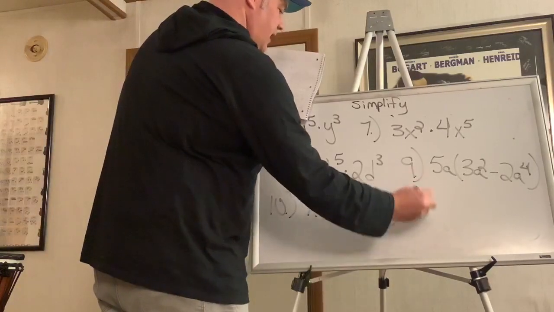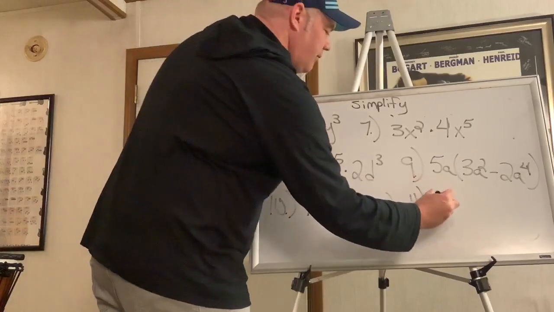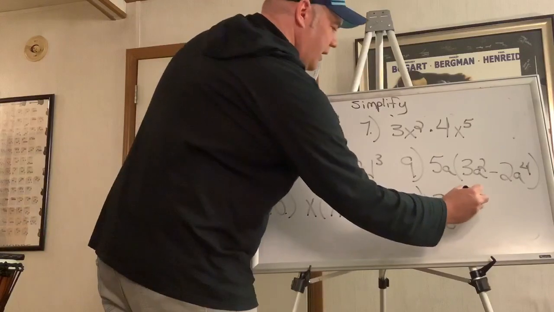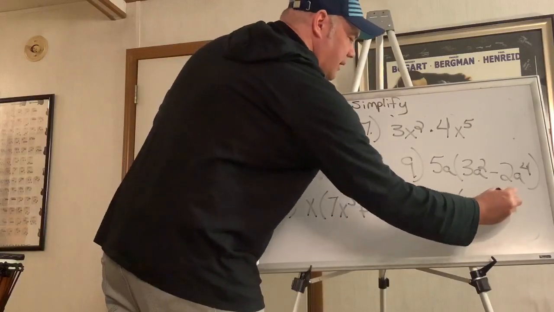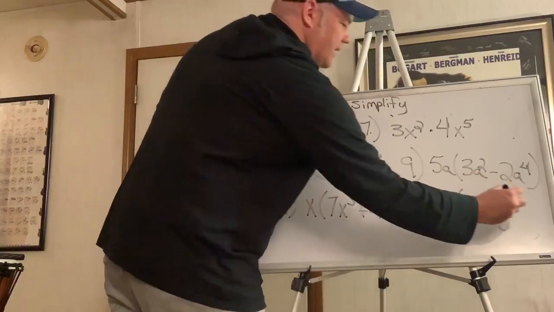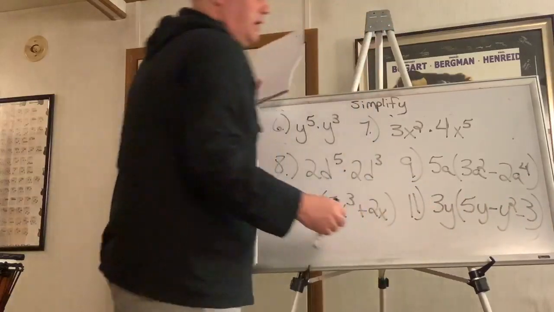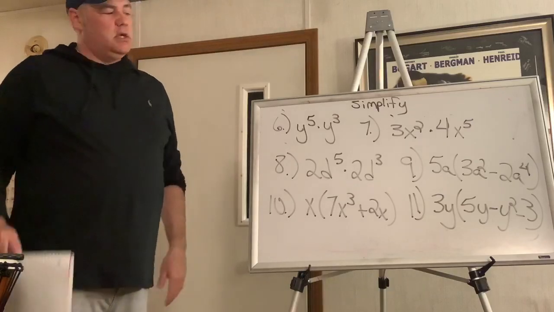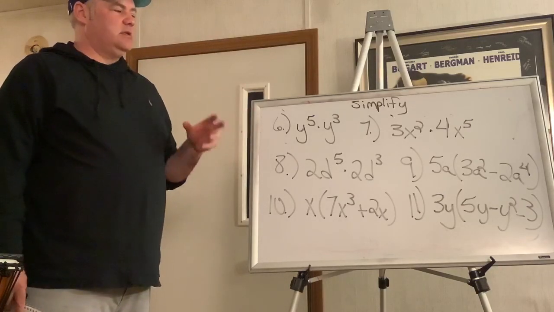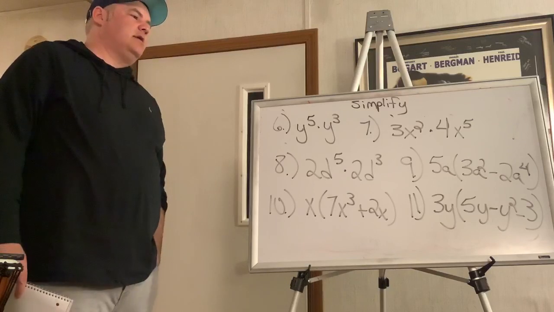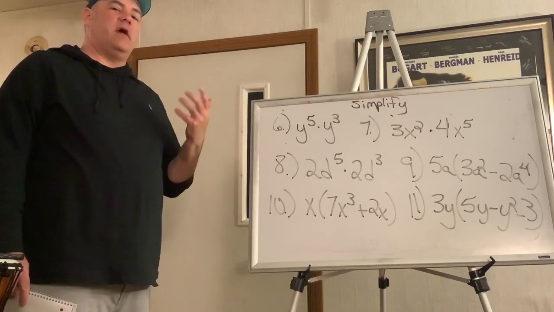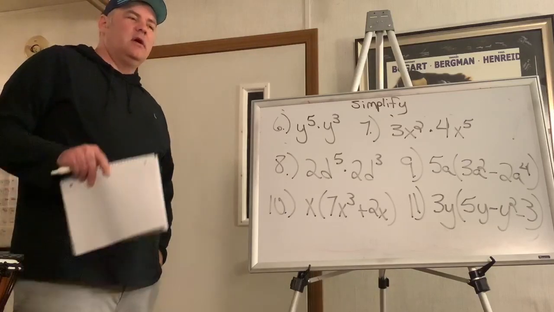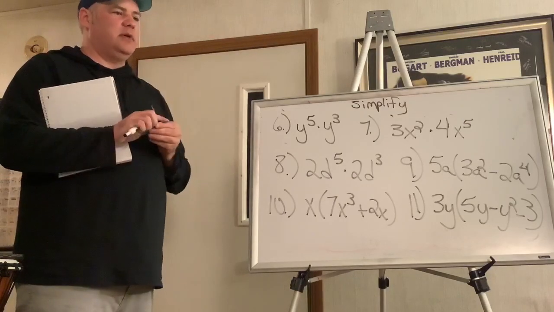And number 11, your last one, is going to be 3y times 5y minus y squared minus 3. All right, so this video will be your whole video for the assignment. You'll have one assignment. It'll be those 11 problems, and you will have until Friday night at 11:59 to turn this one in.